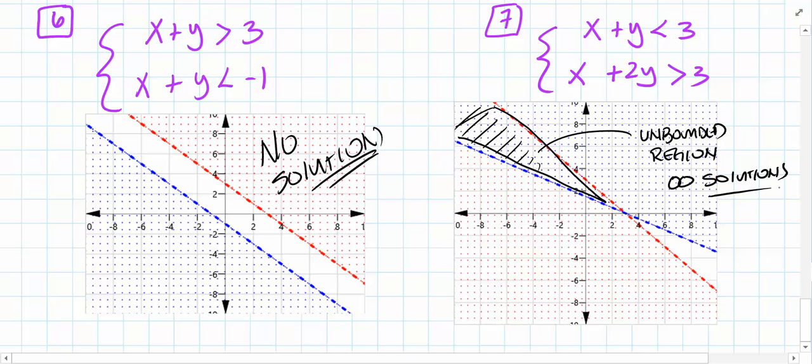So it is possible for you to have a lot of different answers, and these regions don't necessarily have to be bounded. They could be an unbounded region, which represents an infinite amount of solutions for this one, okay?